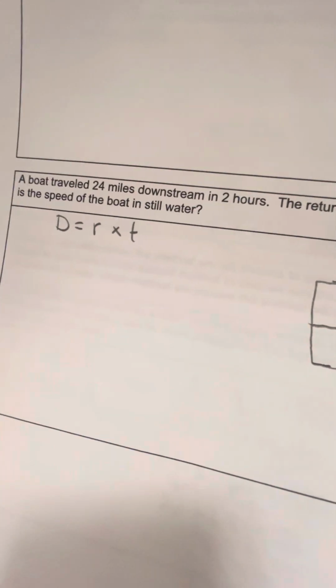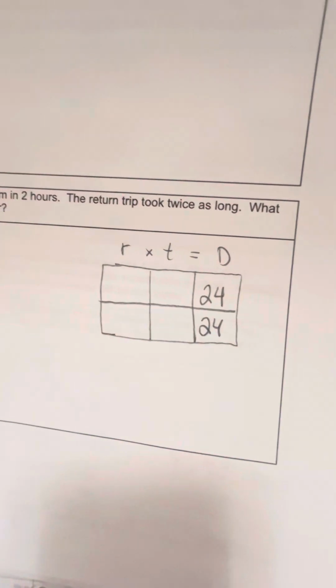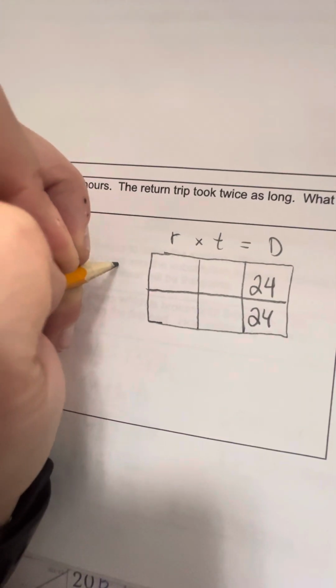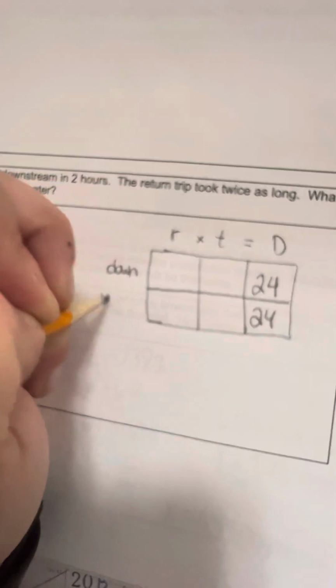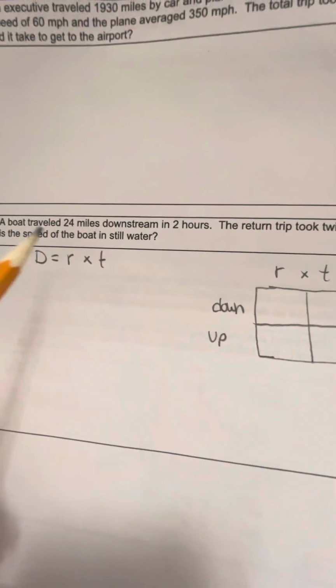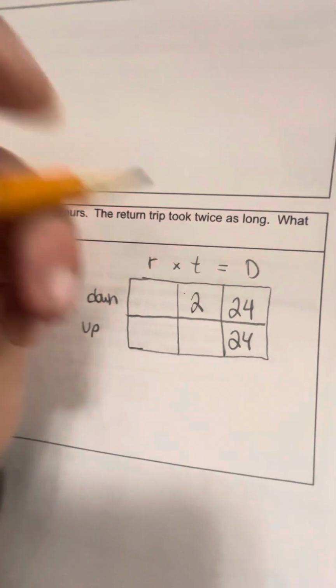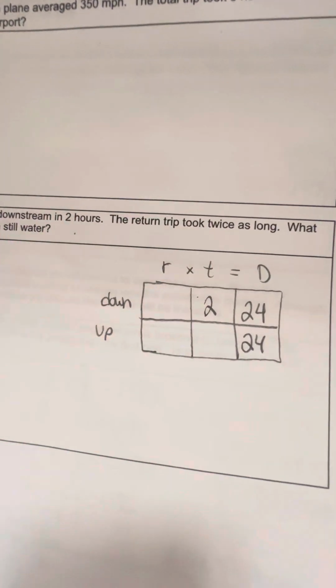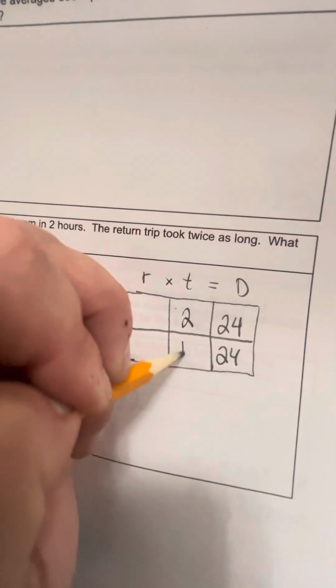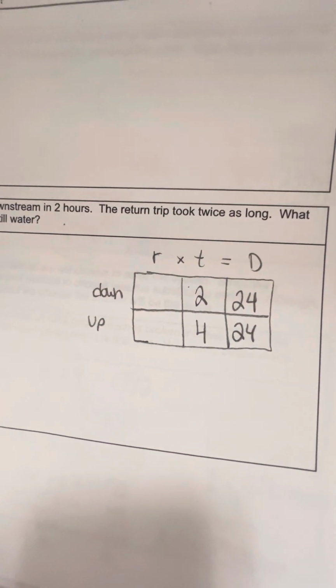distance is going to be the same, right? Because I'm going to one place and then I'm coming back. So the distance is going to be the same, which if you look at this problem, it's 24 miles. So our total distance is going to be 24 miles one way, 24 miles the other way. So we're going to talk about going downstream first and then what happens with upstream. So when we're going downstream, it takes us 2 hours. So our time for this is going to be 2. And then we're told the return trip, so coming upstream, it's going to be twice as long. So 2 times 2 would be 4. So that's how long it's going to take me hours-wise.